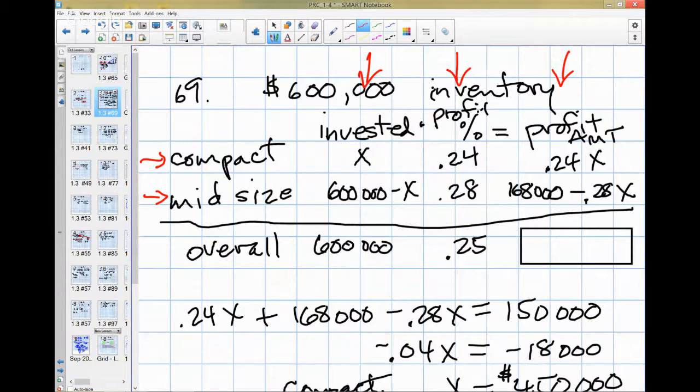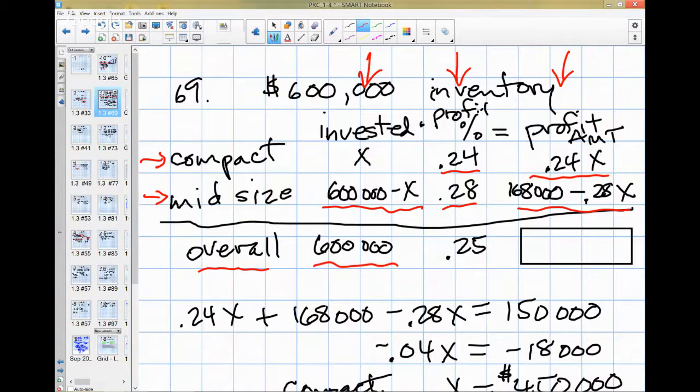I said, let's say he has X dollars invested in compact cars. And we know the total is 600,000. If you look, I called it overall. So doesn't this one have to be 600,000 minus X? And then they gave us the percents of profit, 24%, 28%. So we should be able to get these 2 expressions on the right.